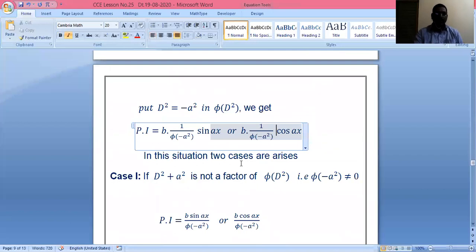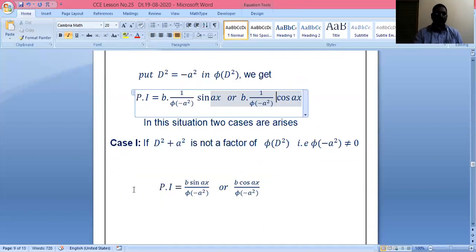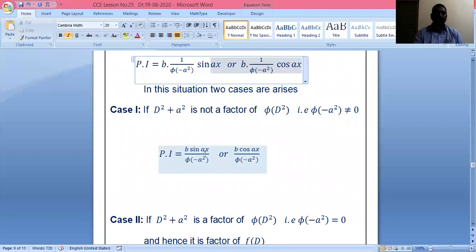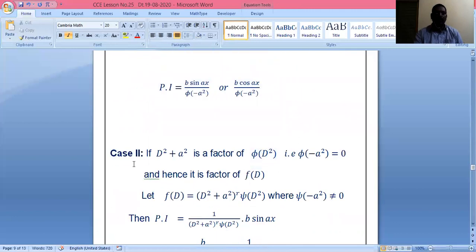In this situation, two cases arise. Case 1: if D² + a² is not a factor of φ(D²), that is φ(-a²) is not equal to 0, then PI is equal to b sin ax / φ(-a²) or b cos ax / φ(-a²). Case 2: if D² + a² is a factor of φ(D²), that is φ(-a²) is equal to 0, hence it is a factor of f(D).